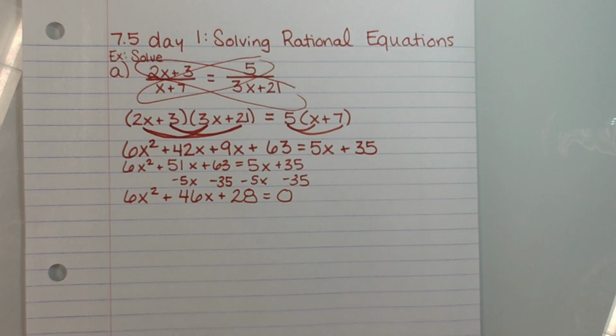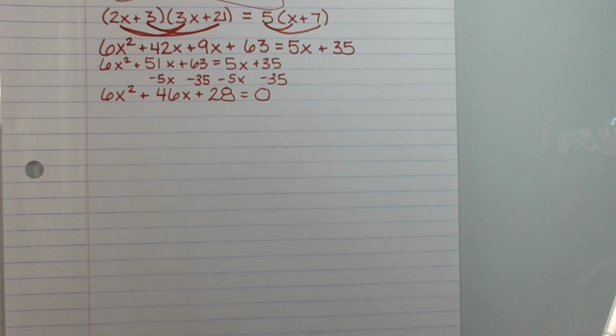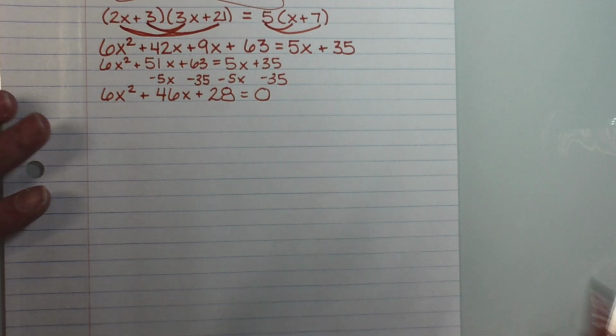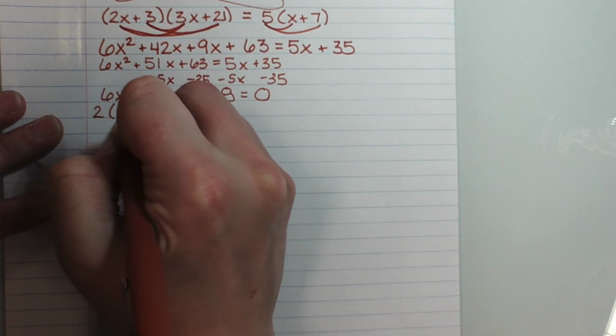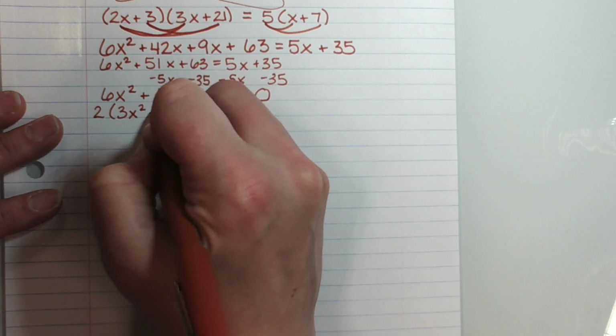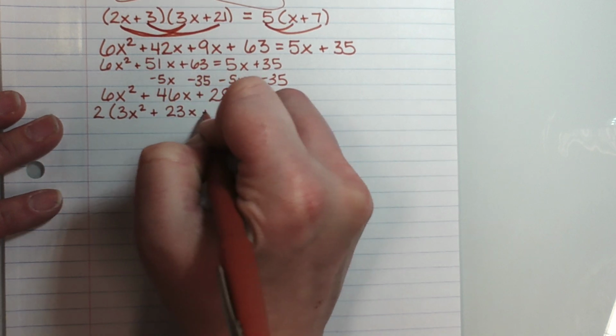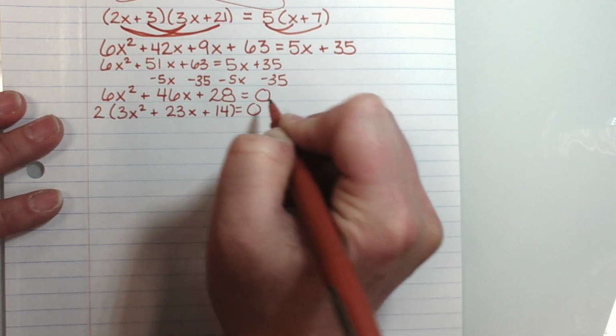What are options for solving quadratic equations? Quadratic formula or factoring. I personally prefer factoring. Greatest common factor? 6, no. 2. Left with 3x squared plus 23x plus 14 equals 0.